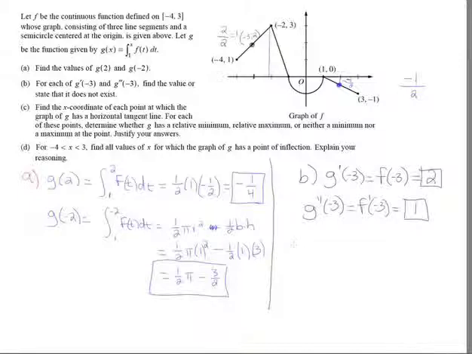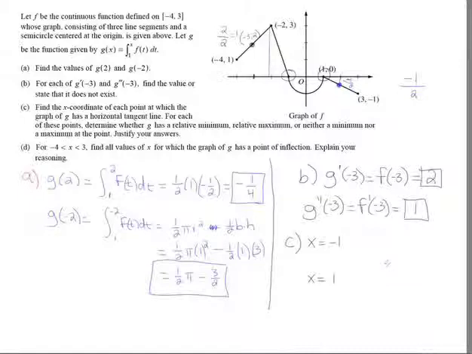Part C, let's see if I can keep squeezing it in over here. Find the x-coordinate of each point at which the graph of g has a horizontal tangent line. Then is it a max or a min, etc. Okay, so if you want to find where g has a horizontal tangent line, you look at its derivative equaling 0. Here's the derivative. Here's where it equals 0. I think we simply have the answer of x equals -1, x equals +1.